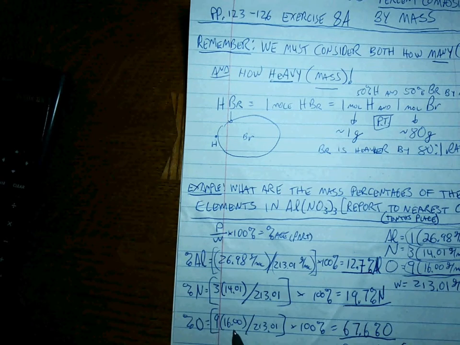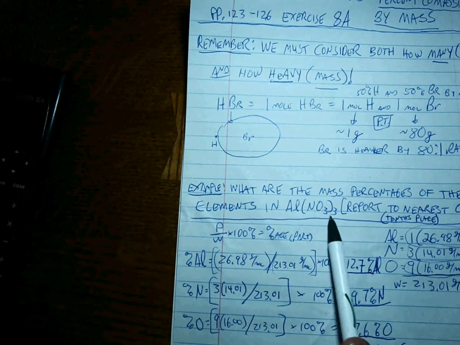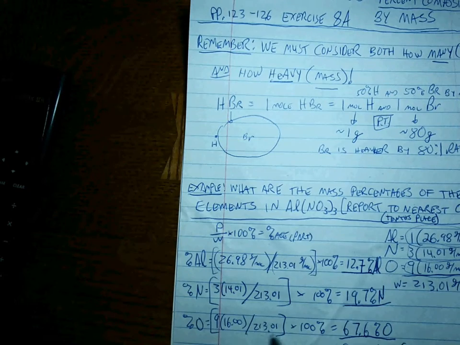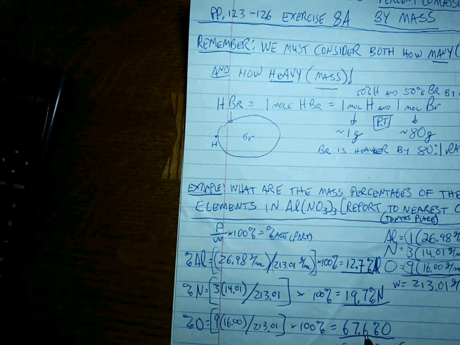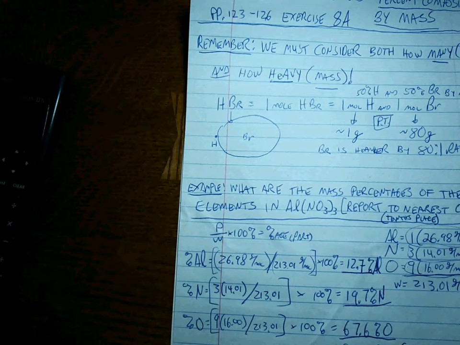And then there's 9 times 16, because there's a total of 9 oxygens, divided by 213 times 100%. It's mostly oxygen. If you've done all this right and you add these all up, you get a total of 100%, which it does. These are the percentages of each of the elements in this molecule.